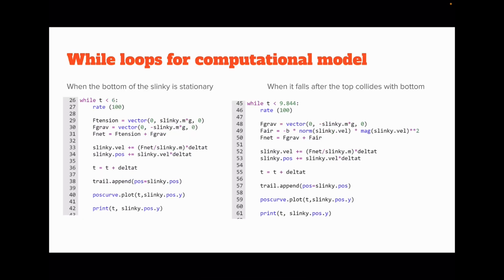When the bottom of the Slinky is stationary, this is when the top of it is going downward, but it has not hit it yet. This means that there's force of tension pulling it upward, and force of gravity pulling it downward. When we add those two things together, it equals 0. And as F net is equal to 0, our velocity doesn't change, and our position also doesn't change.